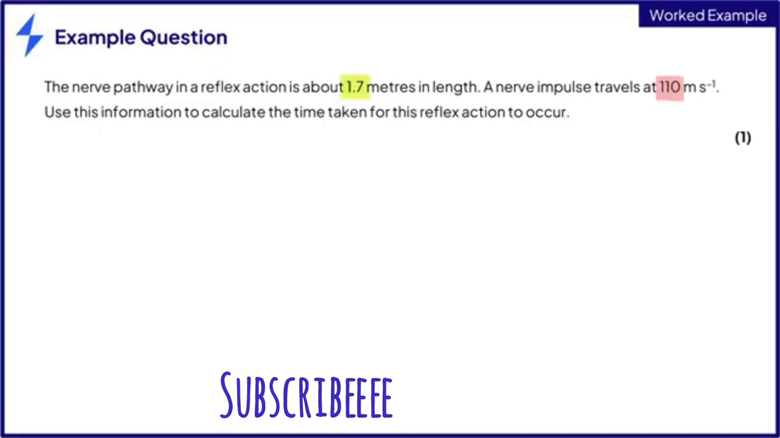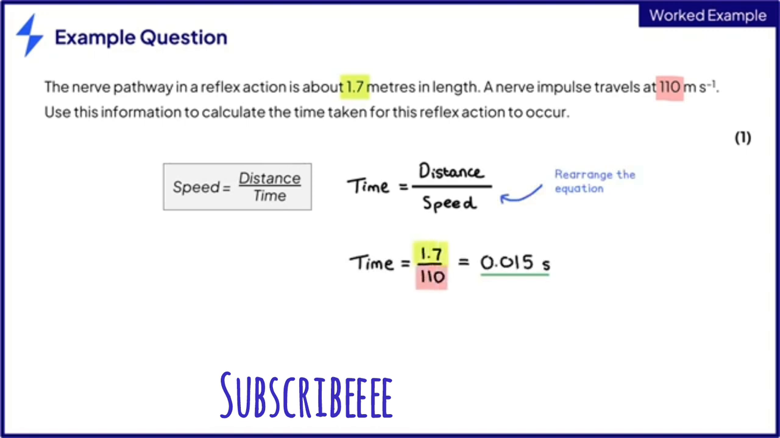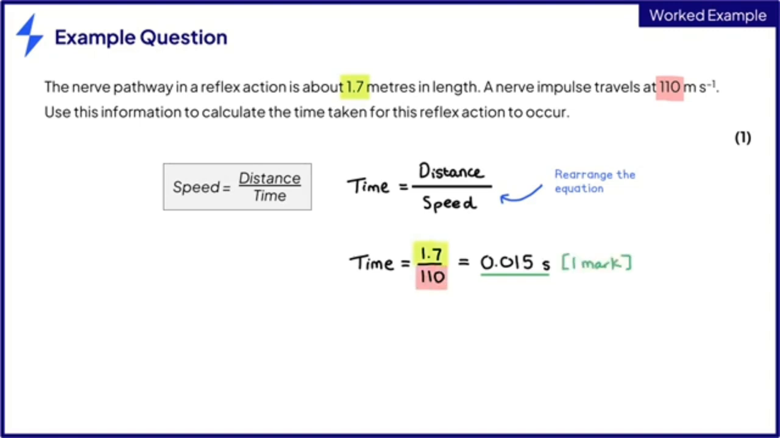A question you could get asked about the reflex arc is to calculate the speed of a nerve impulse. An example is shown here. In order to work out the time taken for the impulse to occur, we need to use the equation speed equals distance divided by time. For time, we rearrange this equation to make time equals distance divided by speed. Once we've done that, we can sub in the numbers from the question into the equation to make 1.7 divided by 110, which gives us an end answer of 0.015 seconds. Always make sure to include units in your answers to maths questions.